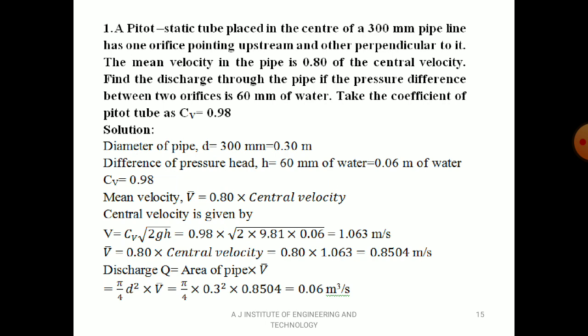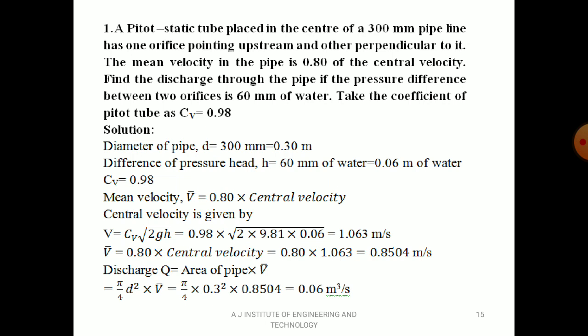Therefore discharge Q equal to area of pipe into V bar. So that is equal to pi by 4 d square into V bar. So that is equal to pi by 4 into 0.3 square, that is the area of cross section, into 0.8504, that is equal to 0.06 meter cube per second.